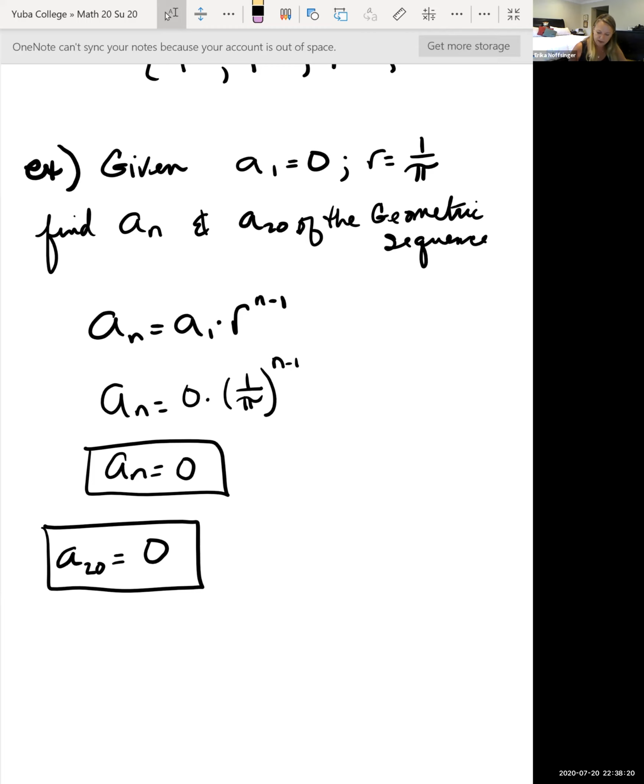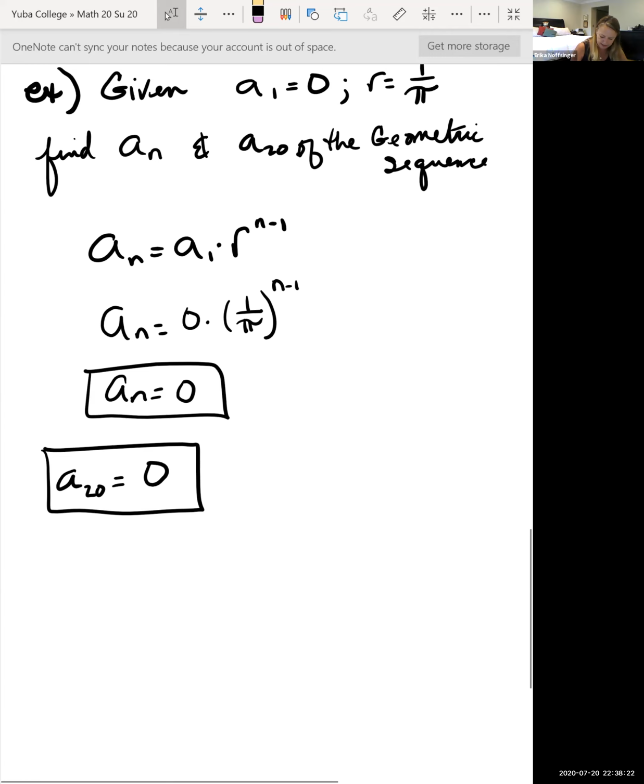So same idea. You have a geometric sequence. You're given information. You're trying to find a sub n and some term. And so let's say that you're given that a sub 3 is 1/3. Actually, let's do it. And a sub 6 is equal to 1 over 81.